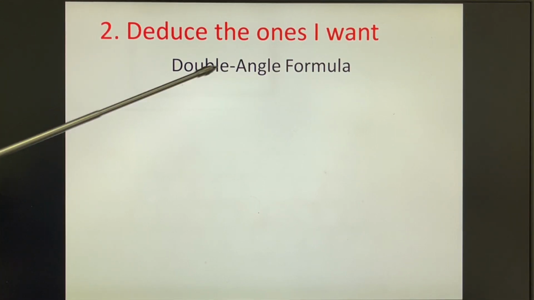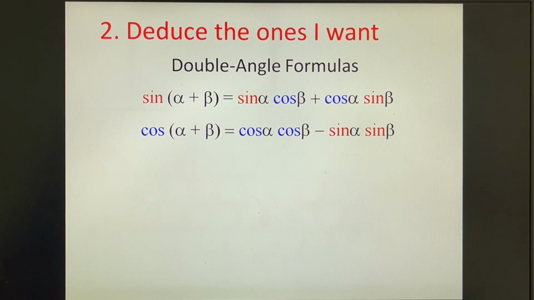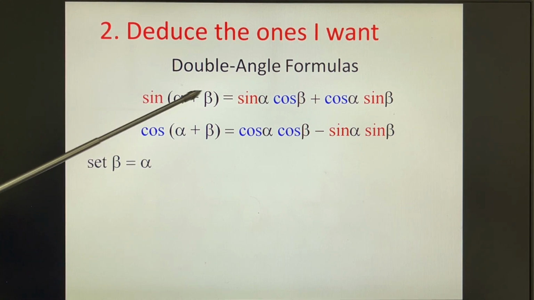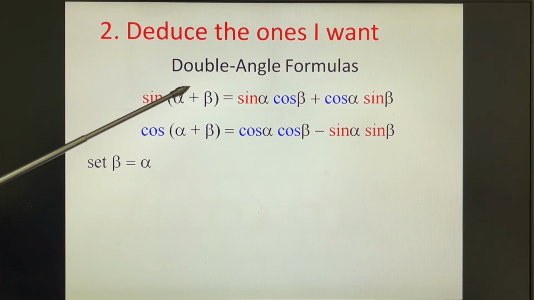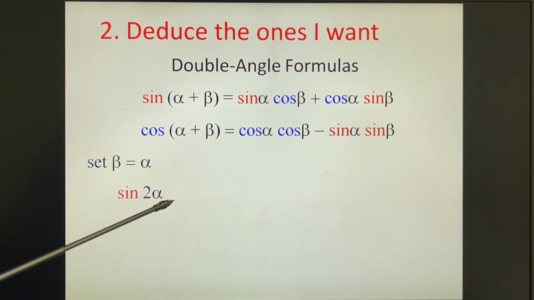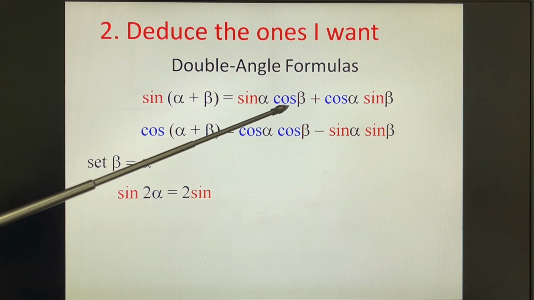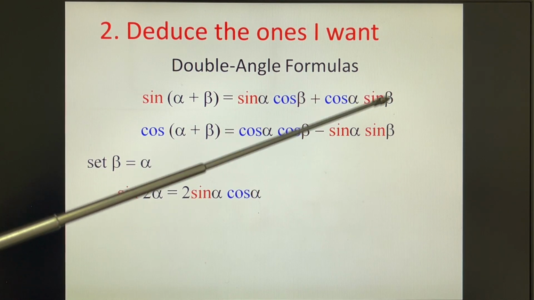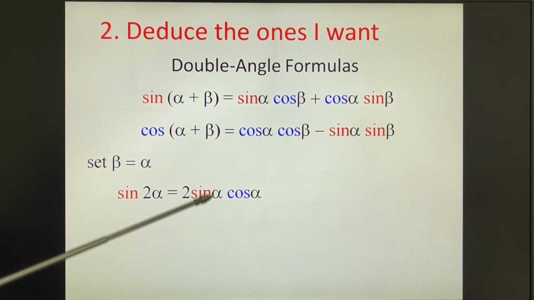First is double angle formulas. We have these two in our mind. We want to find sine 2 alpha, cosine 2 alpha, tangent 2 alpha. We set beta equal to alpha. So sine of alpha plus beta equals sine of alpha plus alpha. Sine 2 alpha equals sine alpha cosine alpha plus cosine alpha sine alpha, which is 2 sine alpha cosine alpha.